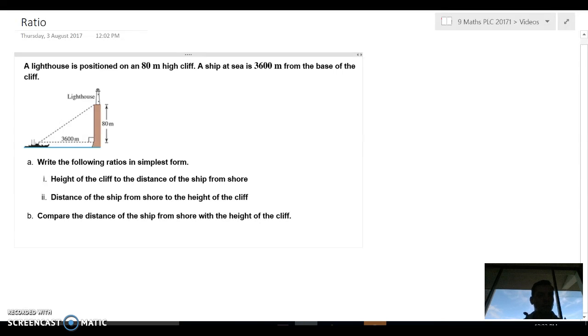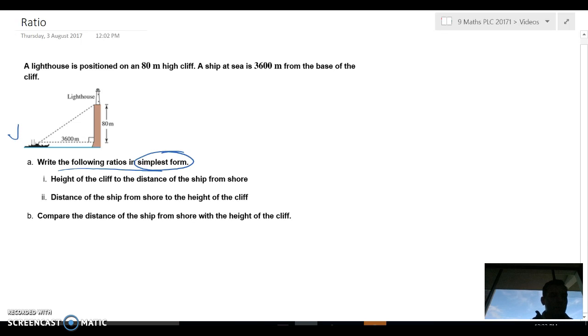In today's lesson we're looking at ratio. So what we're asked to do here is write the following ratios in the simplest form. So we've got this diagram here, and the first part of it is looking at the height of the cliff compared to the distance of the ship from shore.